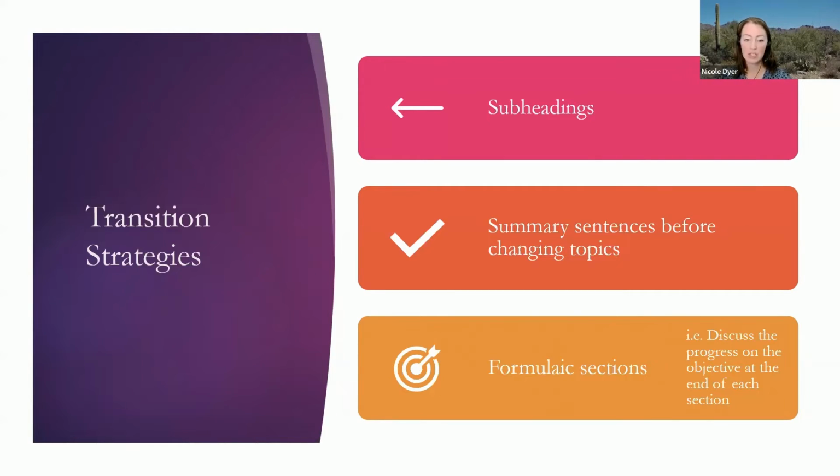Another strategy is to have formulaic sections where each section of your report starts with why you wanted to search this type of source or do this method, then gives the information you found from doing that, and then ends with a summary or the progress on the research objective from doing that search or doing that method. And so each section has a certain flow to it, and then that can help you set off each section and then transition to new sections. That helps the reader understand what they're going to see when you talk about new results.